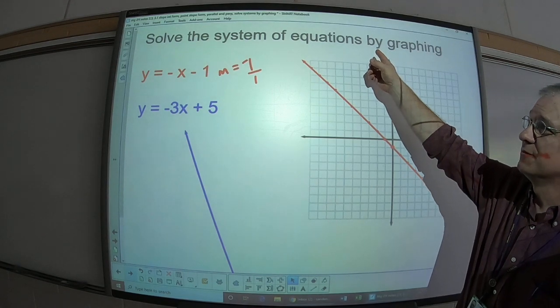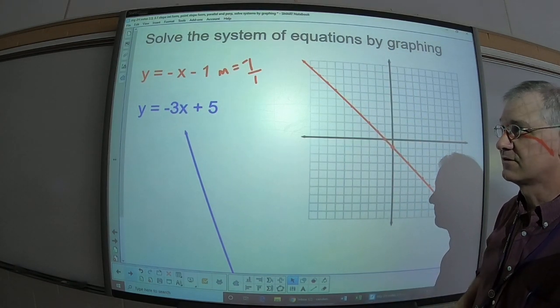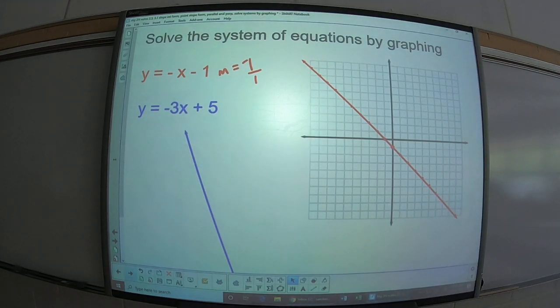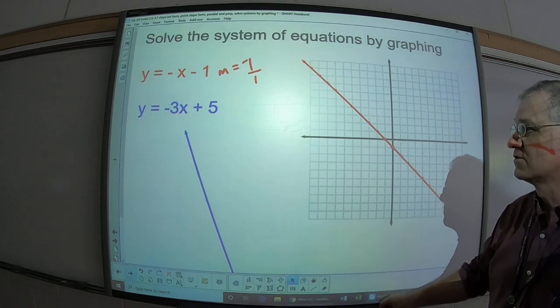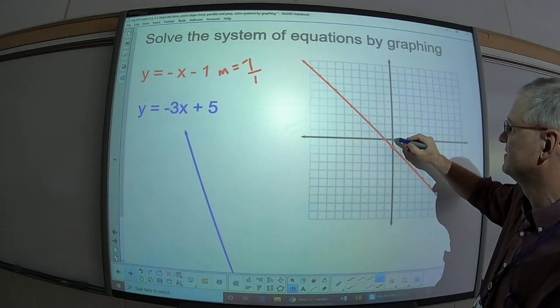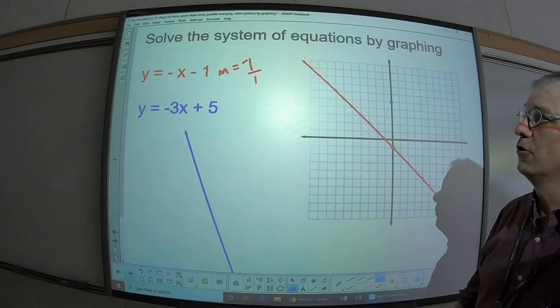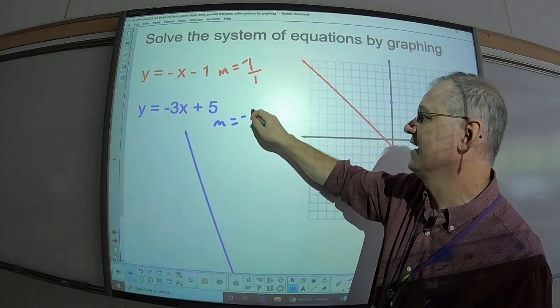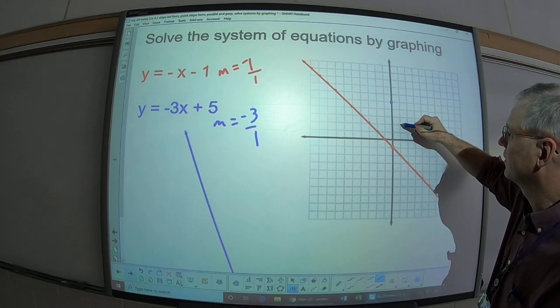But a system of equations has at least 2 in it. So we have to graph both of them, or all of them, and see where they intersect. And that is the solution to the system. So the next thing I'm going to do, I have a 5 for my y-intercept. That is up 1, 2, 3, 4, 5. And then my slope, in this one, is -3. So I can put that over 1. Down 3, 1, 2, 3, to the right 1.